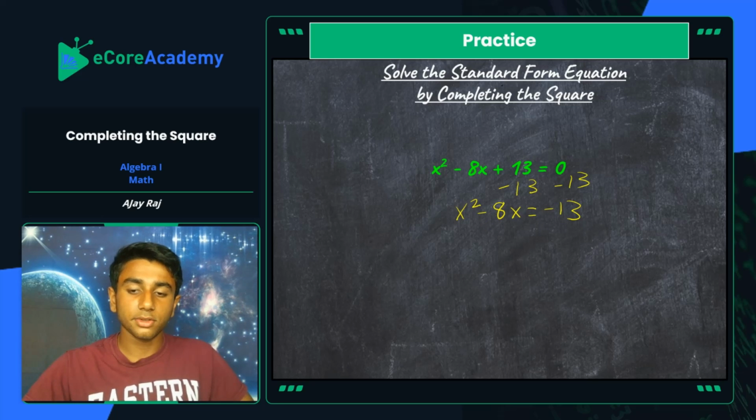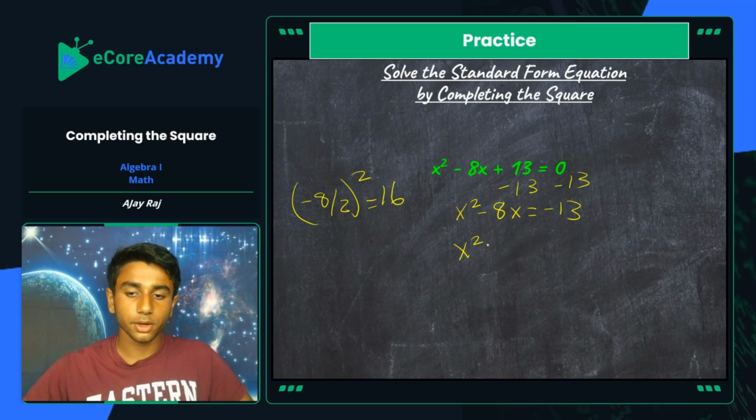The next step is obviously to take half of b and then square it. So negative 8 over 2 squared. Negative 8 over 2 is negative 4. Negative 4 squared equals 16. So we're left with x squared minus 8x, and add 16 to both sides. Plus 16. And that 16 plus negative 13, that's obviously 3.